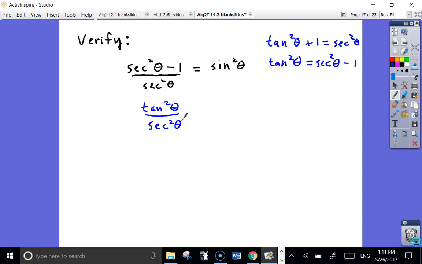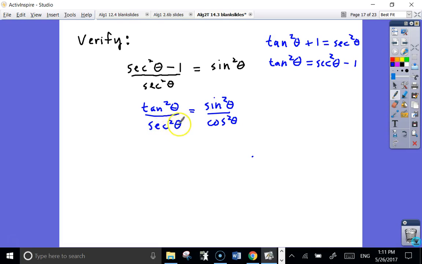Okay, now what? Somehow I've got to make that look like sine squared, because that's what the right-hand side is. Anybody have a... Yeah, but let's turn them into sines and cosines and see what happens. So the tangent squared would have been sine squared theta over cosine squared theta.